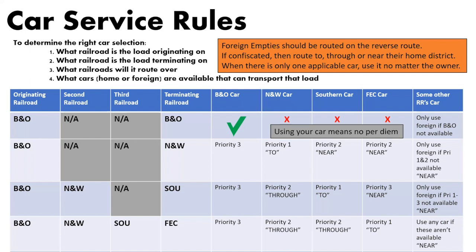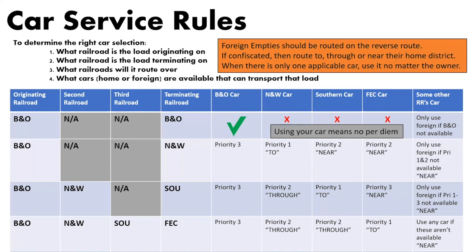So if you have, as you see in my example here, your priority one choice is you have a Norfolk and Western empty car in your yard that you're not using, but you have a load. You put your load in that Norfolk and Western car and send it to the Norfolk and Western. Okay? Let's say you don't have any Norfolk and Western cars. Well, then what you do is you pick this Southern car that you have in your yard because your priority 2 car is it's near.